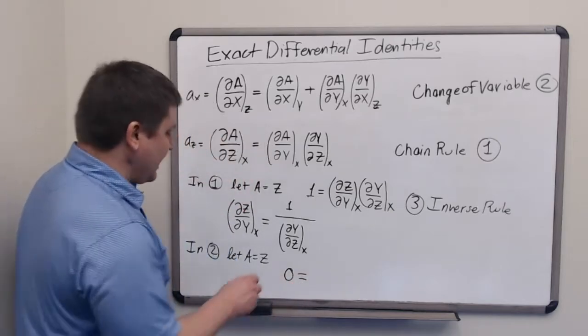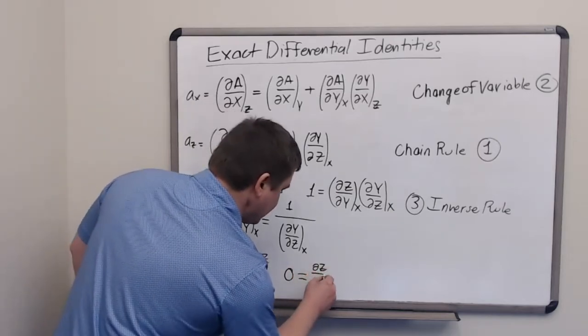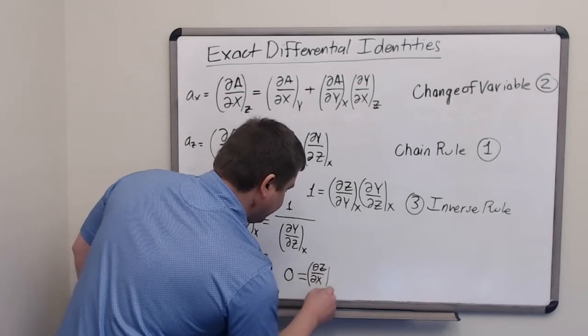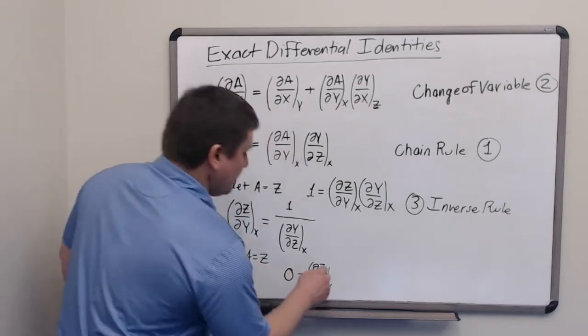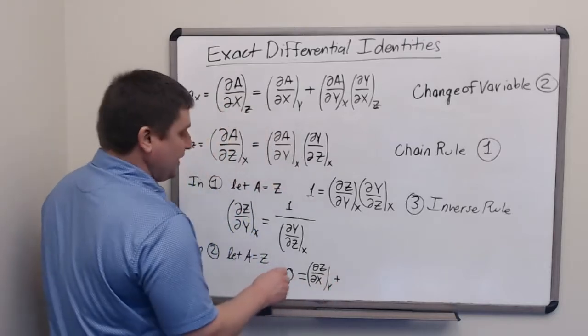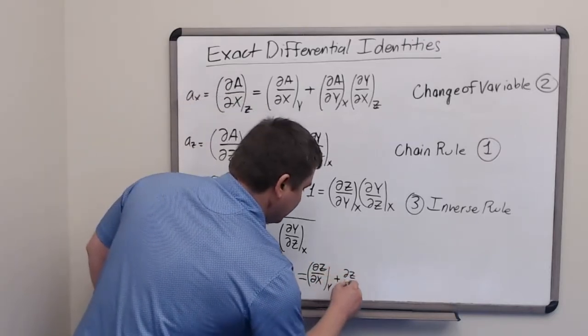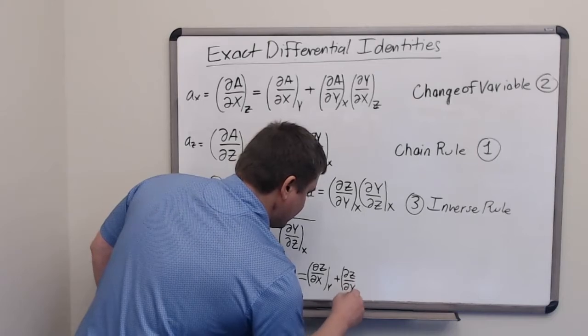Then on the right, we're going to have dz dx, and then dz dy.